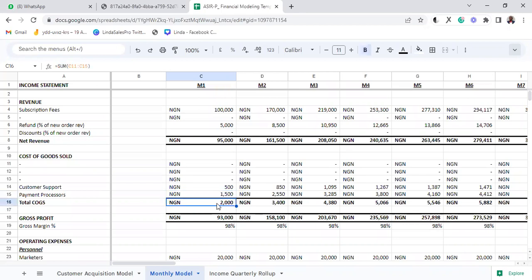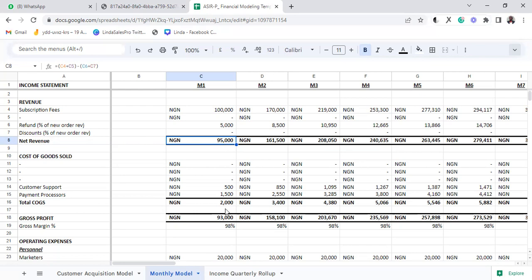So the total cost of goods sold. What it means is that it costs us 2,000 naira to service a customer at this point. Now, if you look at our gross profit, we have 93,000 naira. So what is this 93,000? It is the revenue here. Okay, so we just call it net revenue, which is still revenue.